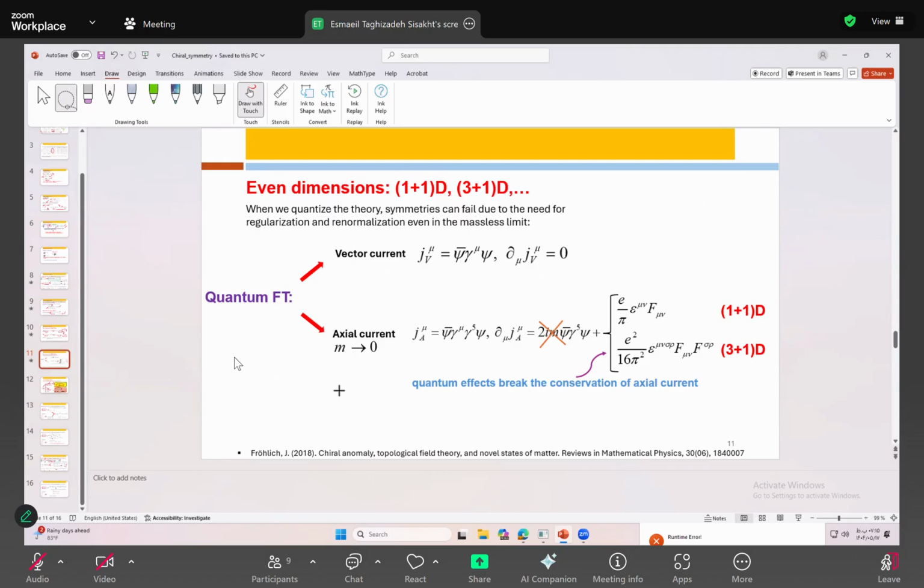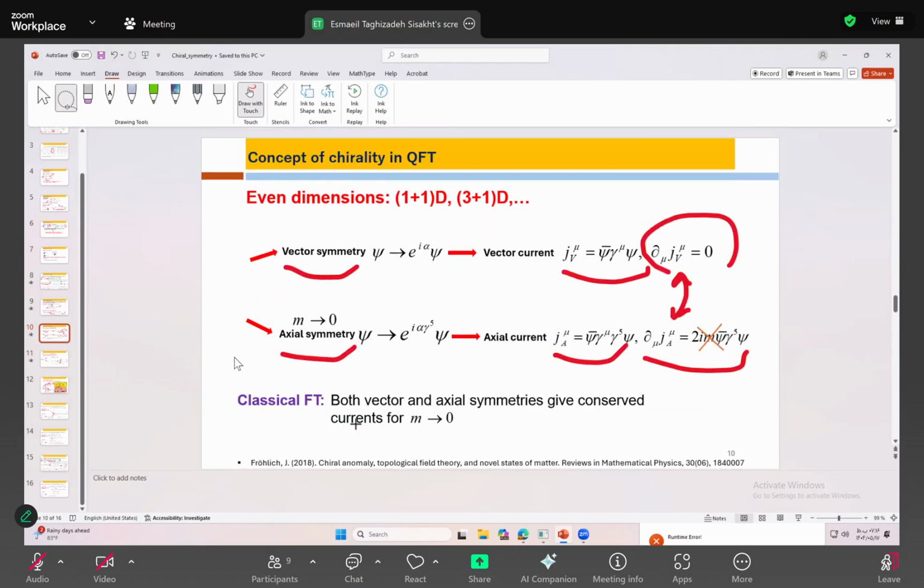Yeah, here, in this page, Esmaeil summarized that. Esmaeil, would you go back to the U1 symmetry and the chiral symmetry, the page where you summarized the symmetry? Yes, here, this one?